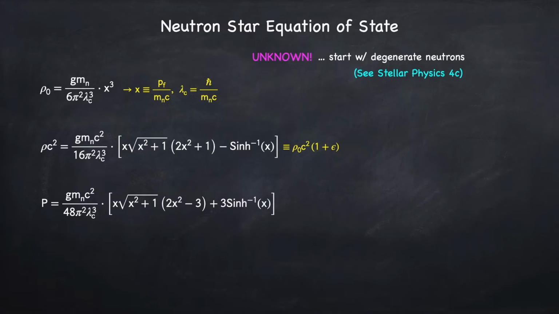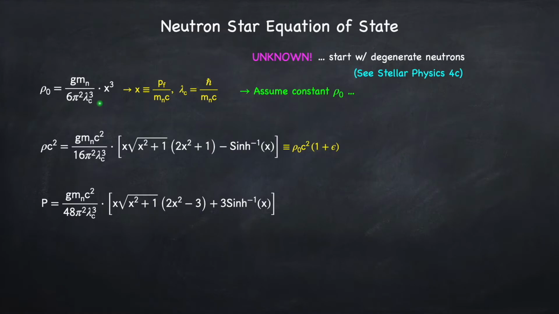Now, since we don't know the equation of state of a neutron star, let's just start with the simplest case. Let's assume the rest mass density is constant. Well, the only variable in this equation is x. Everything else is just a constant. So if the rest mass density is constant, then x has to be constant.